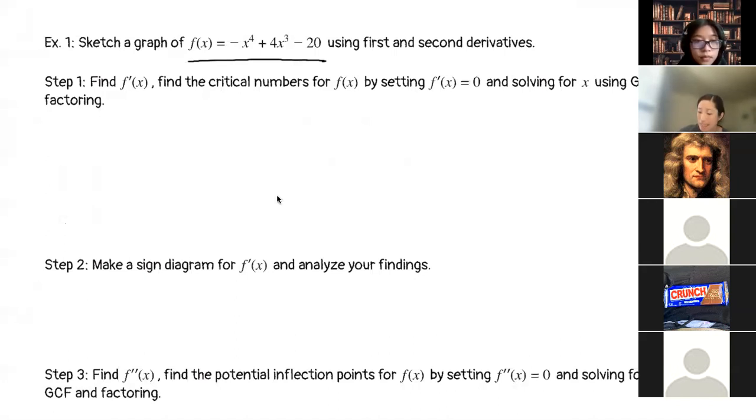If anyone has that first derivative, go ahead and type that into the chat. If you have it factored, go ahead and type that into the chat. You could send that to the whole group or you can send it to me directly. No judgment either way.